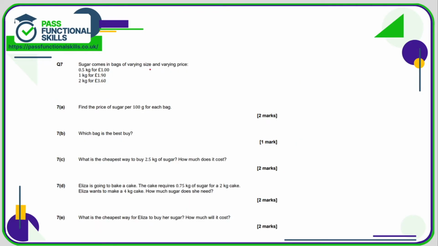Question number 7, we're told that sugar comes in bags of varying size and price. What I'm going to do is convert them all into grams, because question A is asking us about grams, not kilos. So that's 500 grams, 1000 grams and 2000 grams, and I'll put the prices as well. So that's £1, £1.90 and £3.60. So we want to find the price for 100 grams.